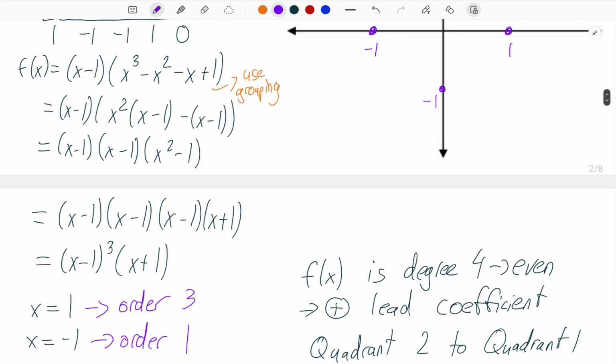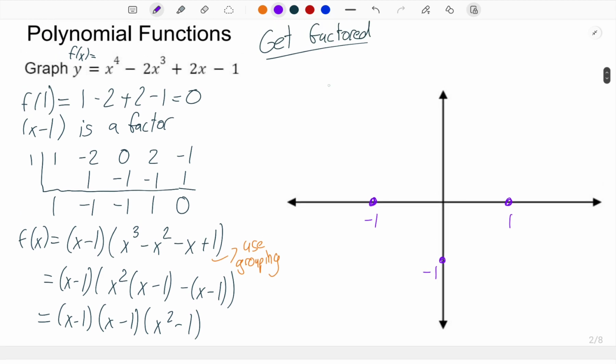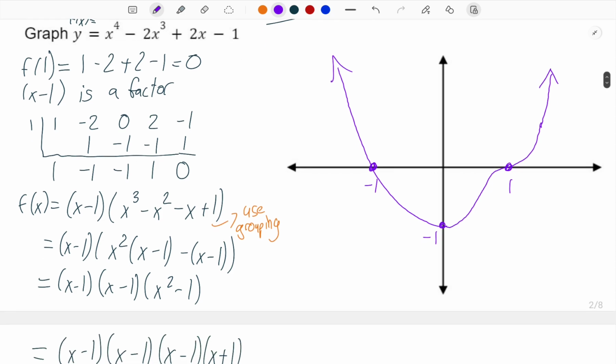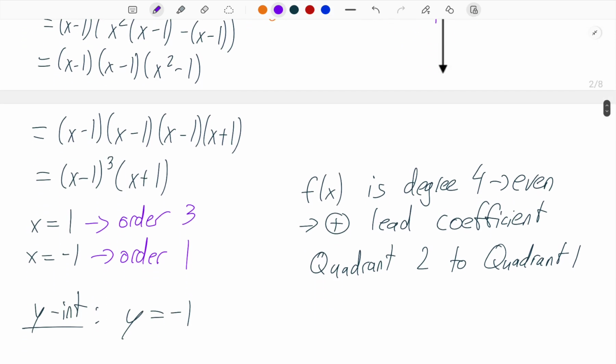So using our end behavior and then using our orders. So the first root is order 1, so we're just going to basically go through it. We're going to go towards that y-intercept. And then as we approach the next root, make it look like kind of a cubic because it's order 3. So we have that little bend there. And up and away. And there we have it. That's just an example of graphing a polynomial. So again, get it factored, get those x-intercepts, use your y-intercept as well, and make sure you're taking into account the orders of those x-intercepts and just the overall behavior of the graph based off its degree and its lead coefficient.